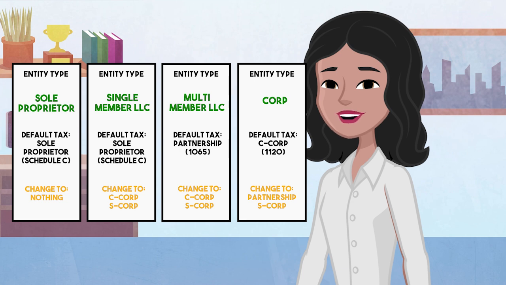By default, a sole proprietor is taxed as a sole proprietor, which means they file a Schedule C to report earnings for the year. A single-member limited liability company by default will also be taxed as a sole proprietor and be responsible for filing a Schedule C. If you have a multi-member limited liability company or are a partnership, you are taxed as a partnership by default and need to file a 1065. If you are a corporation, you will need to file a 1120 or 1120S if the entity is an S-Corp.